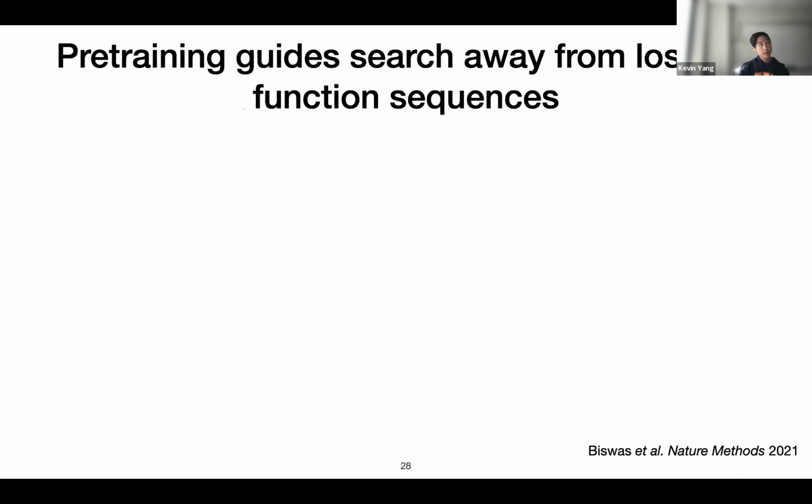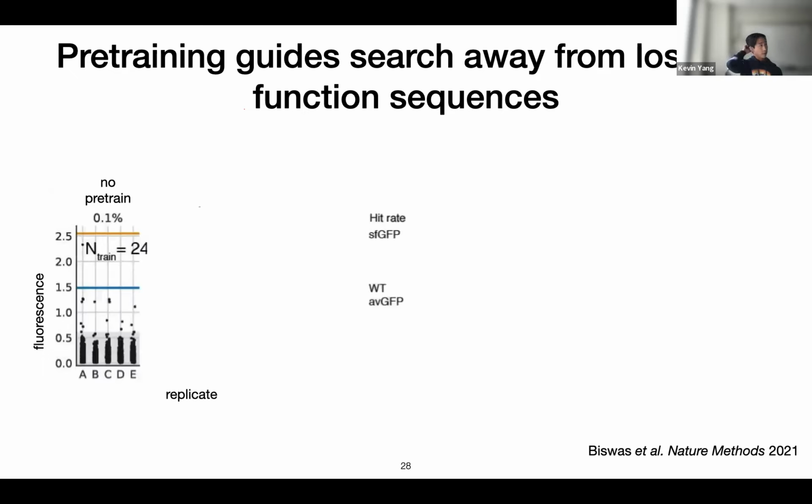We can also use pre-training to guide engineering away from loss of function sequences. So here, this is for green fluorescent protein. Without any pre-training, if we train on only 24 measurements and then predict the rest of the library, we basically can't use its top predictions to find what are called hits, which are things that are better than the wild type GFP.